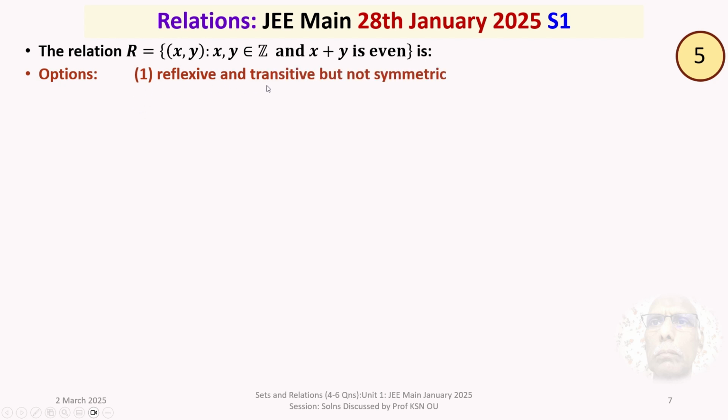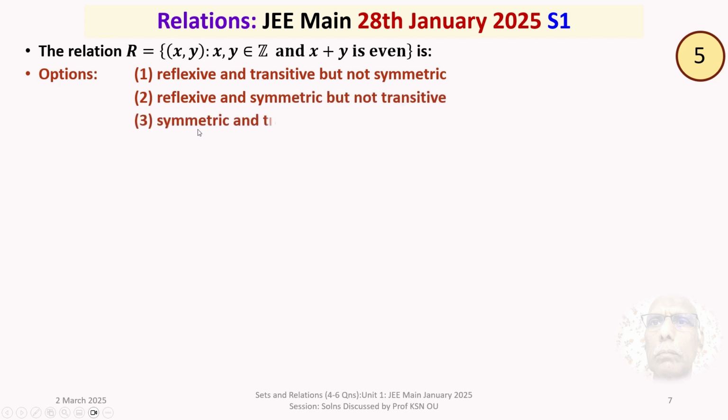Option 1, reflexive and transitive but not symmetric. Option 2, reflexive and symmetric but not transitive. Option 3, symmetric and transitive but not reflexive. Option 4, an equivalence relation. Right. And it is a very, very easy question. And very rarely such questions occur in the JEE Main examination. Anyway, you are lucky to have a very simple question now.